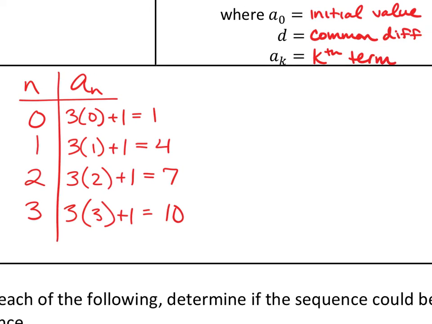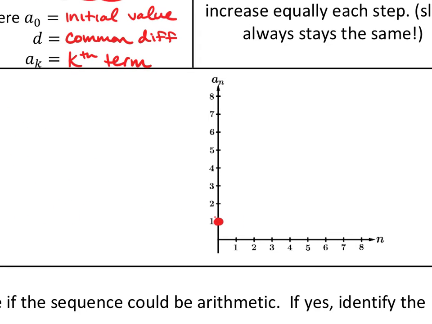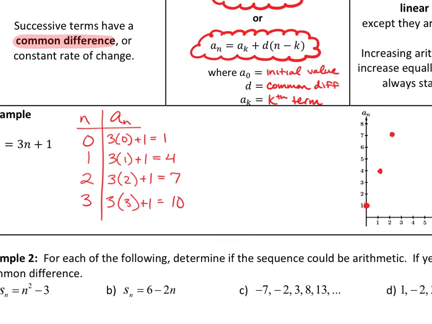We'll go ahead and plot these points, and I know it goes off screen, so we have 1, 4, 2, 7, and then 3, 10 is already off screen. Resist the urge to play connect the dots. These do not get connected. They are sequences, so they are discrete. We will never connect them together.